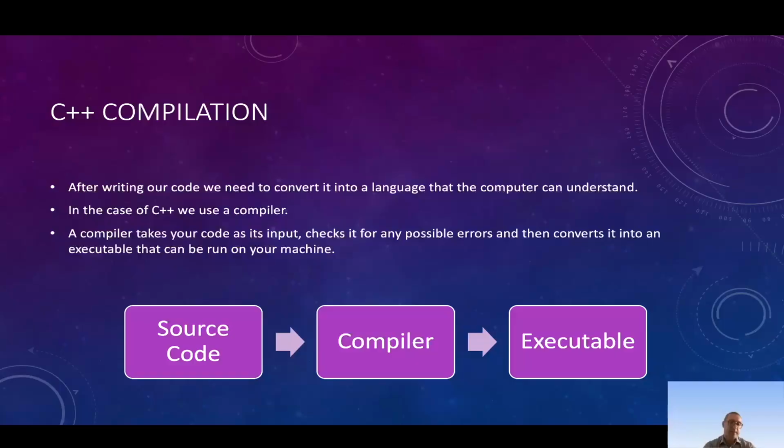The compiler takes our code as the input, it checks our code for any possible errors, and then converts the code into an executable which can be run on our machines.